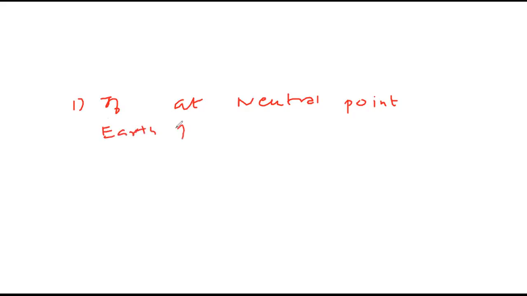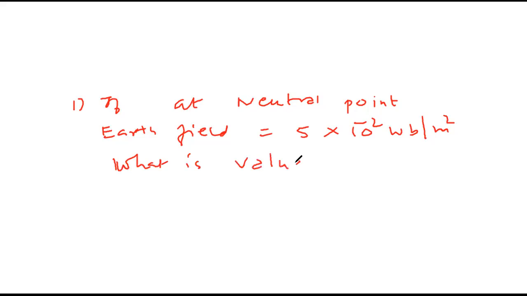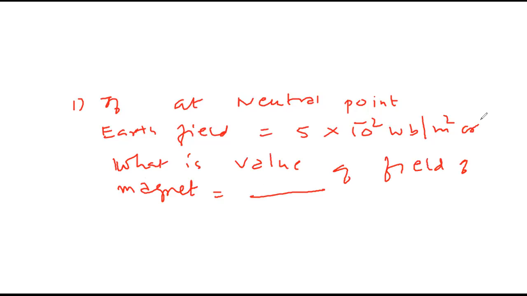See, if at neutral point Earth's field is 5 into 10 raised to minus 2 Weber per meter square. This is the unit of field, Weber per meter square. It is also called Tesla. So what is the value of the field of the magnet? Can anybody give me the correct answer?